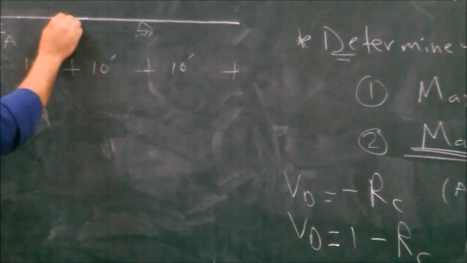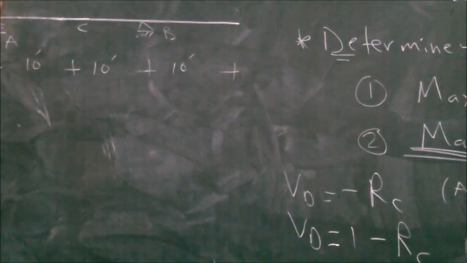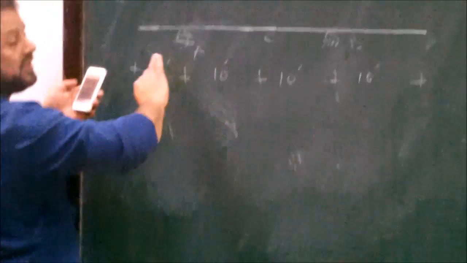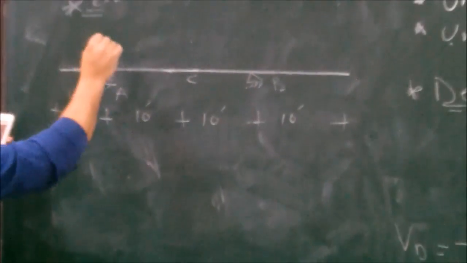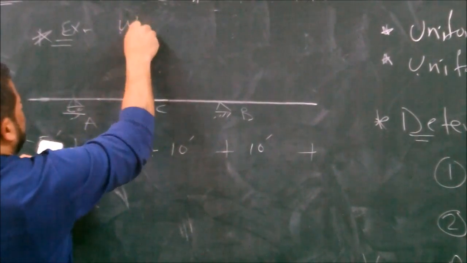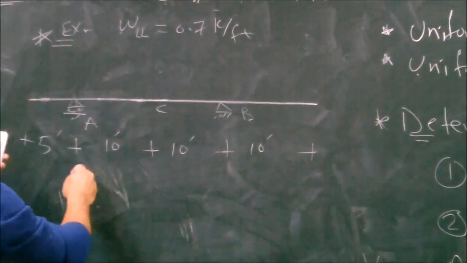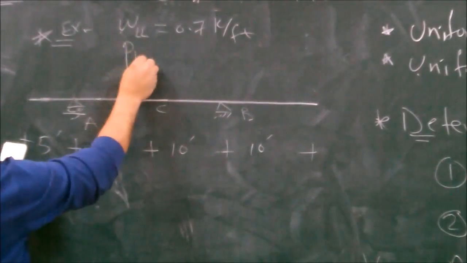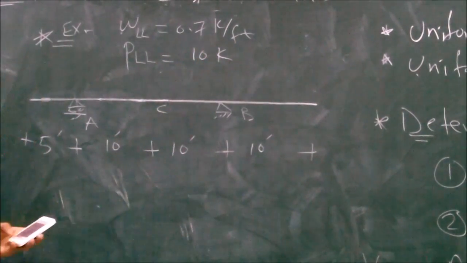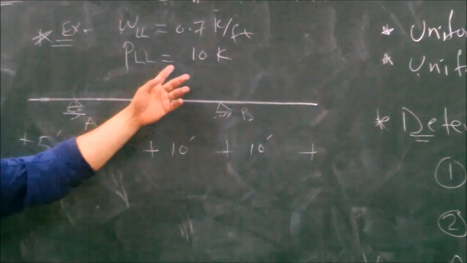A, C, B. Loading: we have all live load, only live load. Dead load is ignored. We have W live load distributed equal 0.7 kip per foot, and we have concentrated live load equal 10 kip. And the loading we have is distributed load, all live. Okay.